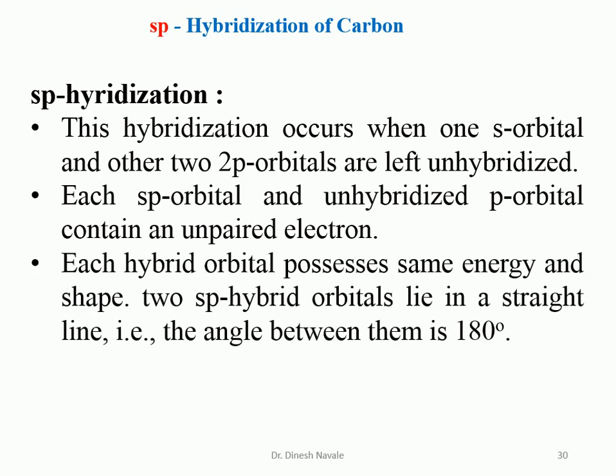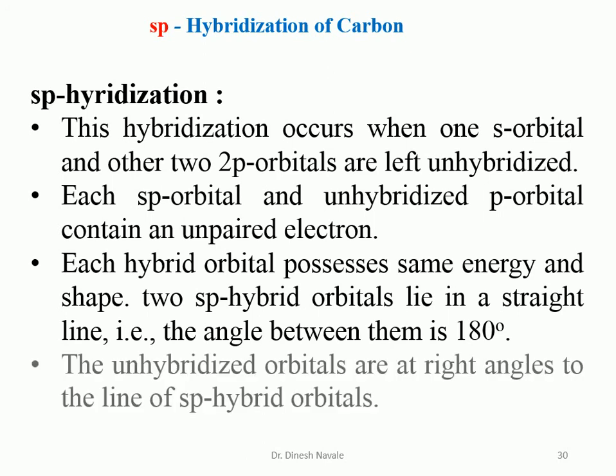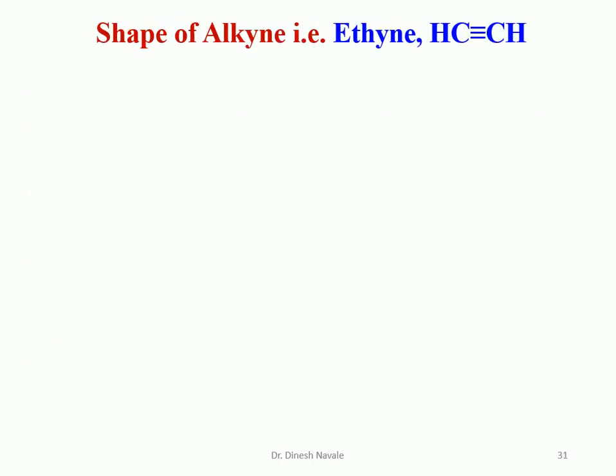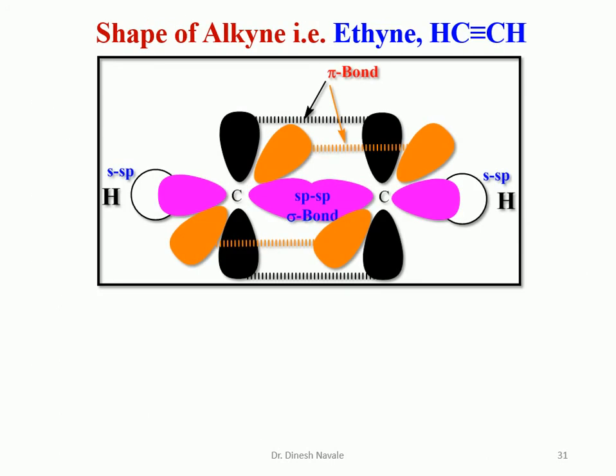Each hybridized orbital possesses the same energy and shape. Two sp hybridized orbitals lie in a straight line, giving a bond angle between them of 180 degrees. So the unhybridized orbitals are at a right angle to the line of the sp hybridized orbitals. So this is the shape of ethyne. In ethyne, there is a carbon-carbon triple bond.